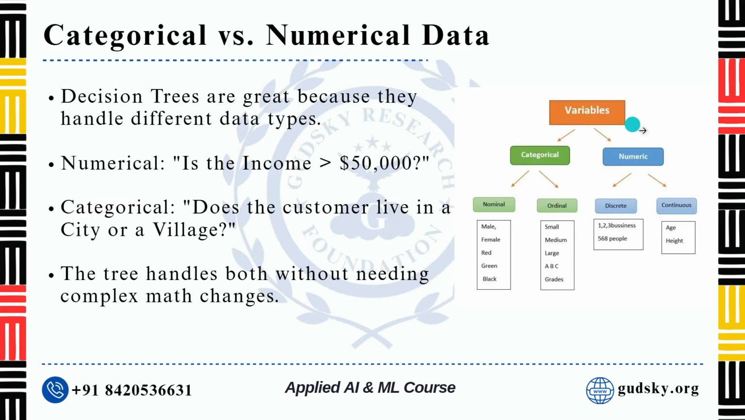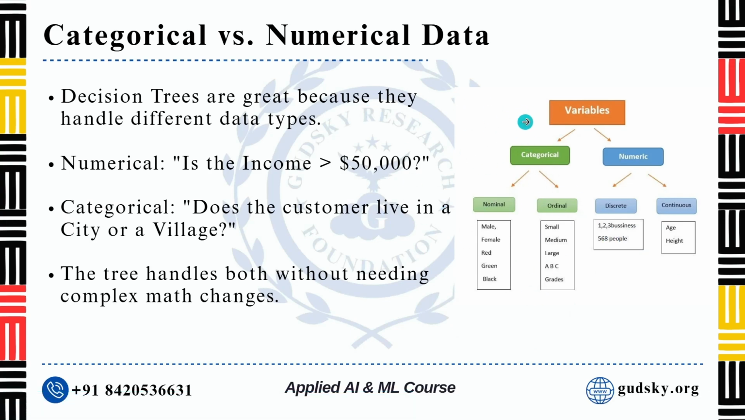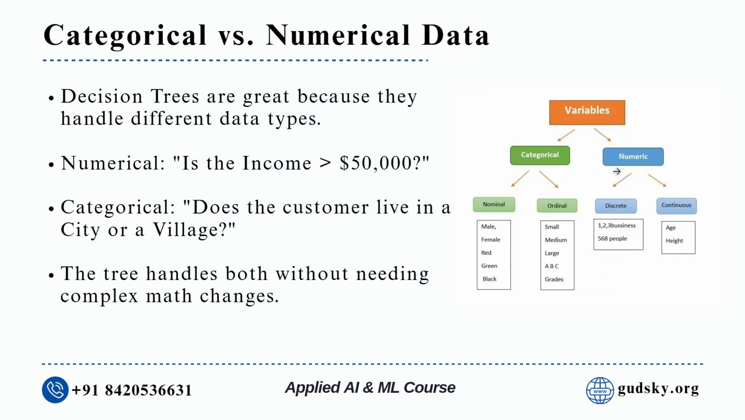And in numerical, we have discrete and continuous. Discrete is a specific number, like 568 people, or one, two, or three businesses. But in continuous data, we have a range, like the age or the height. So these are the categorical data and these are the numerical data. Let's move forward.